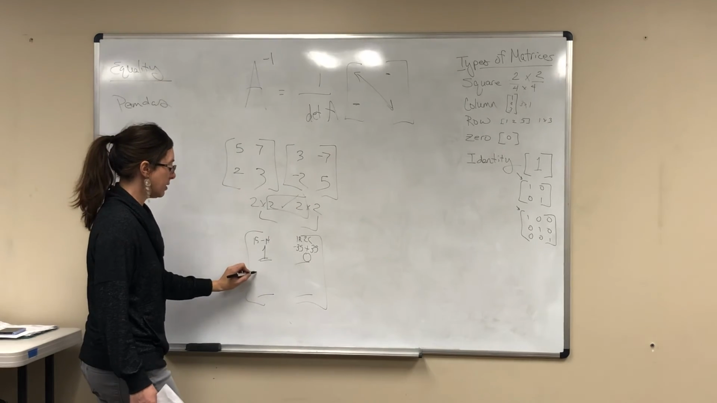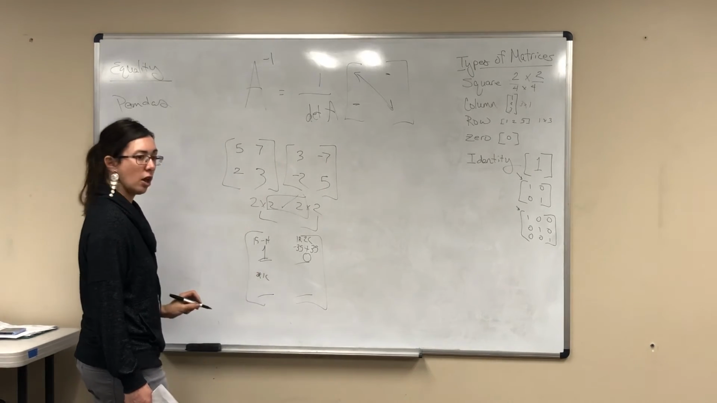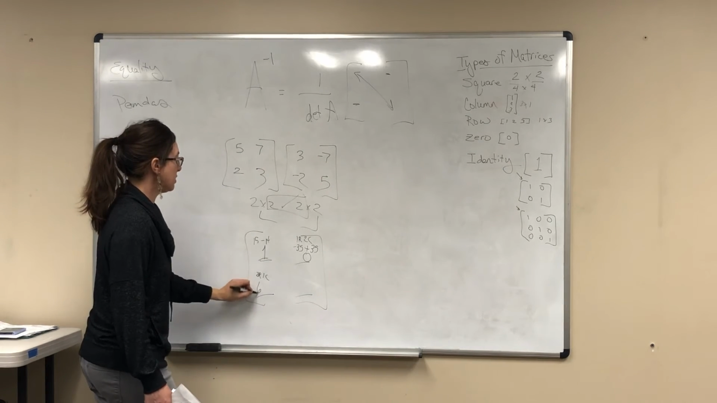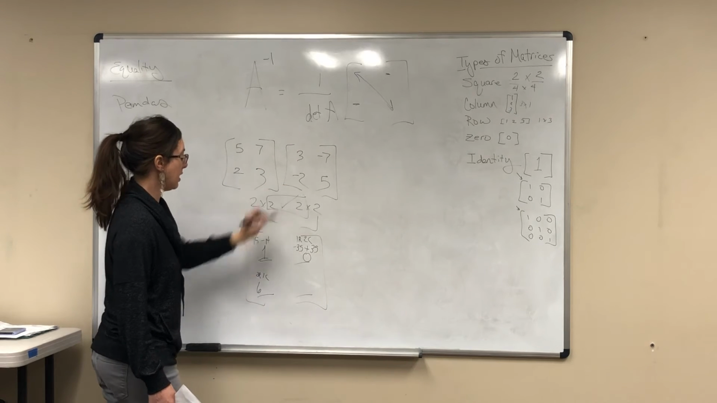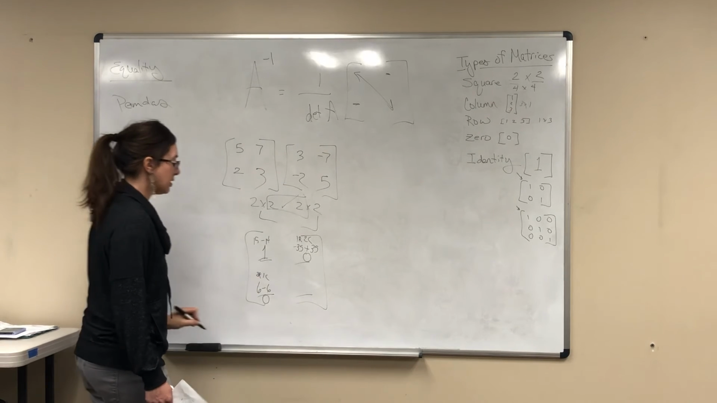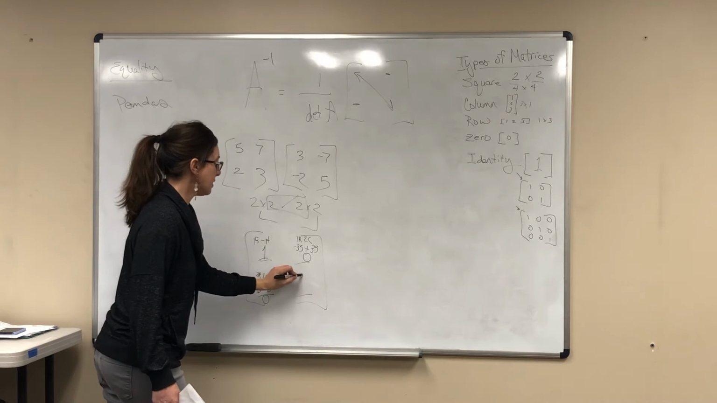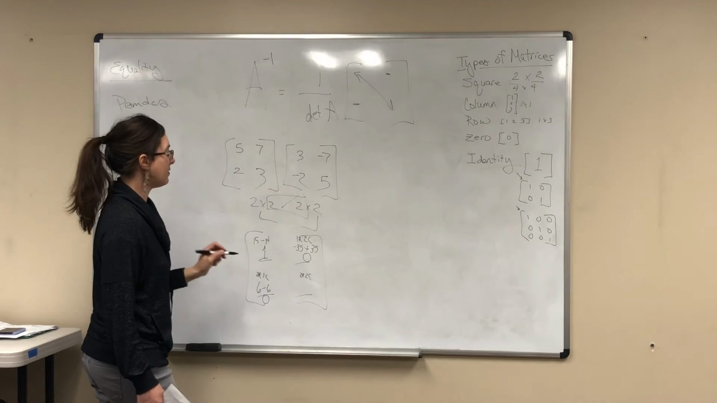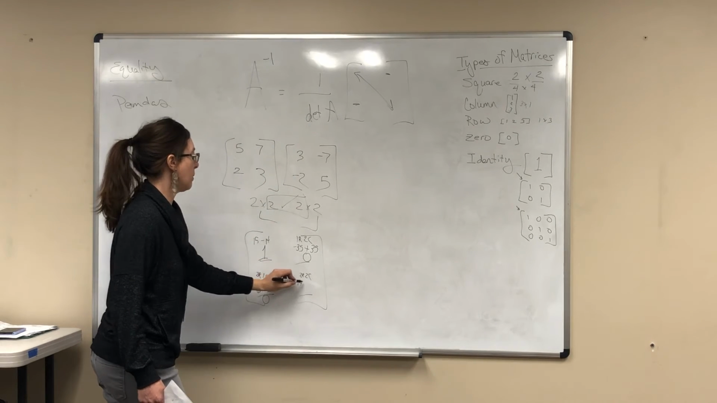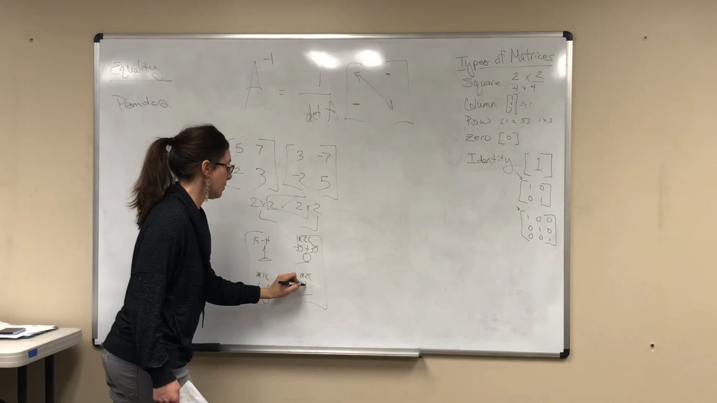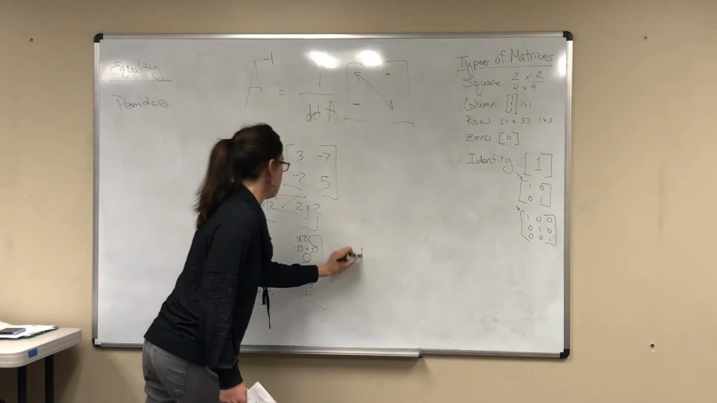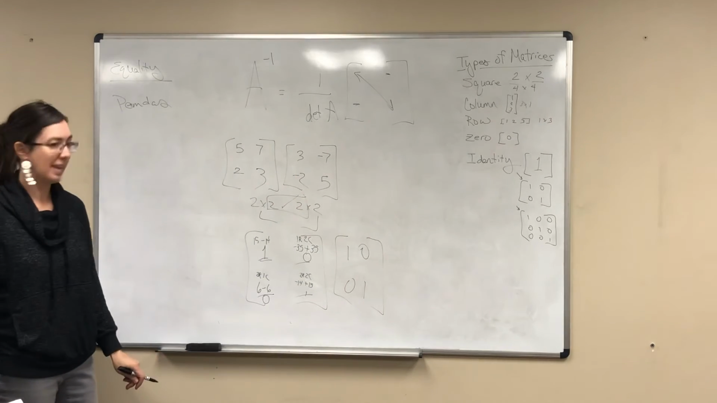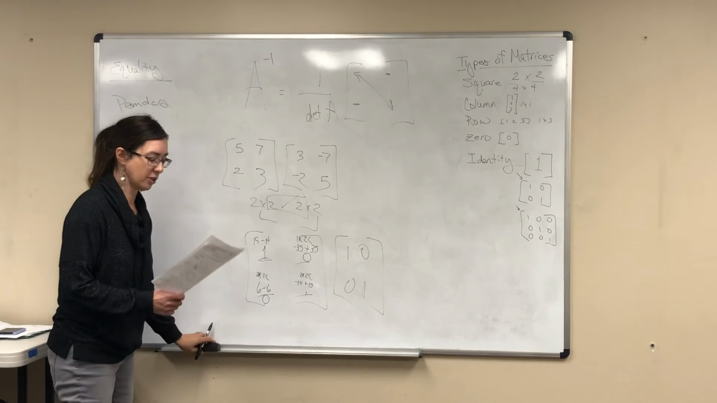What is this space? Second row, first column. 2 times 3 is 6. 3 times -2 is -6. 0. Got 0 again. Second row, second column. 2 times -7, negative 14, plus 3 times 5, 15 equals 1. I got 1, 0, 0, 1. Is that the identity matrix? Yes. They are inverses of each other.